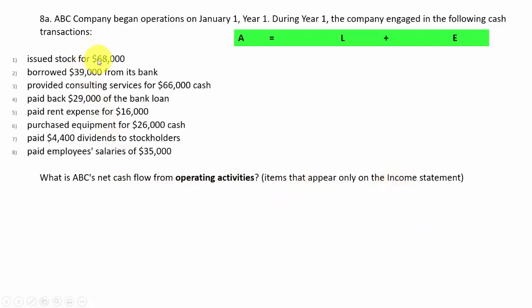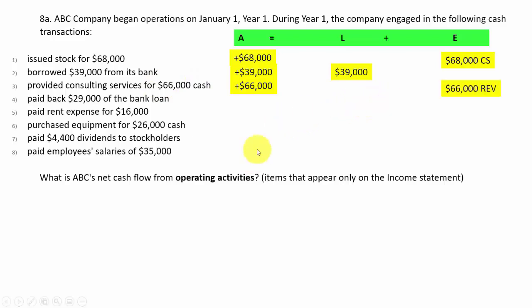So issued stock for $68,000, assets go up, equity goes up under common stock. Borrowed $39,000 from the bank, assets go up under cash, and liabilities go up. Provided consulting services for $66,000. That's a revenue transaction. Assets go up under cash, and equity goes up under revenue. Then we paid back a $29,000 bank loan. So cash goes down $29,000, and liabilities go down $29,000.